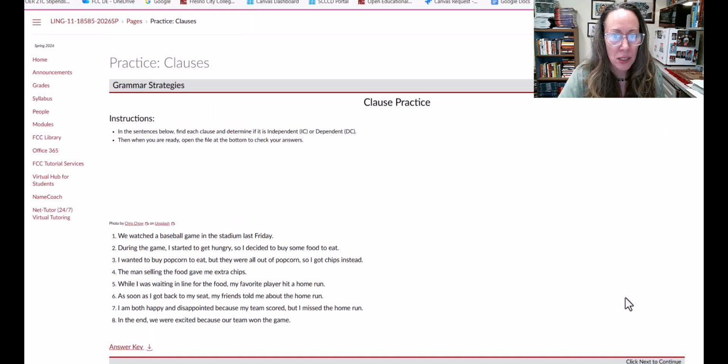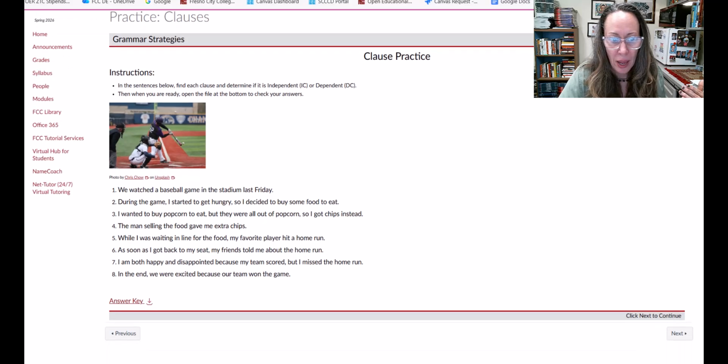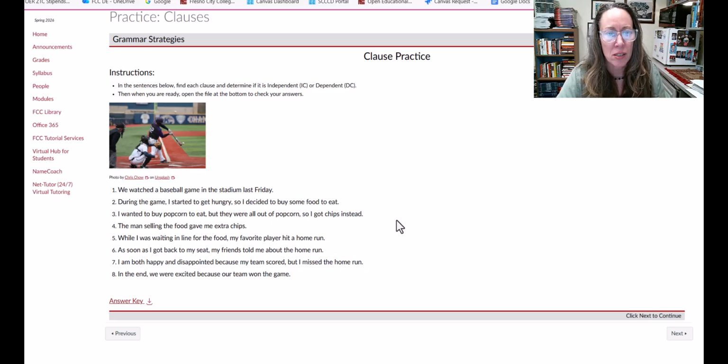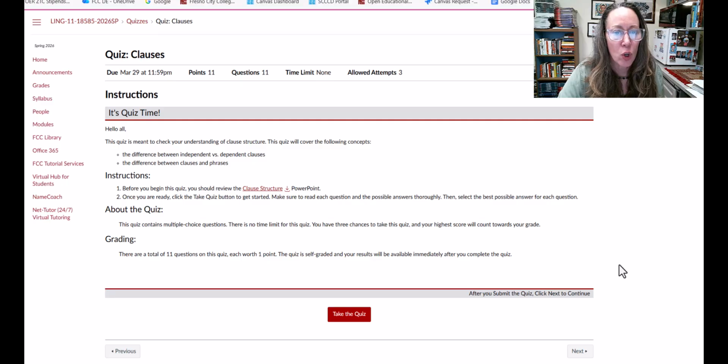Then some practice on clauses. This is the activity right here: find the independent clauses and the dependent clauses. When you think you understand it, you think you've identified them, look at this document. This is the answers. Again, this is just practice for you. This is just optional if you think you need it. Then the quiz. And this document right here is the PowerPoint that you already saw, so you're going to want to have that open while you're doing this quiz.